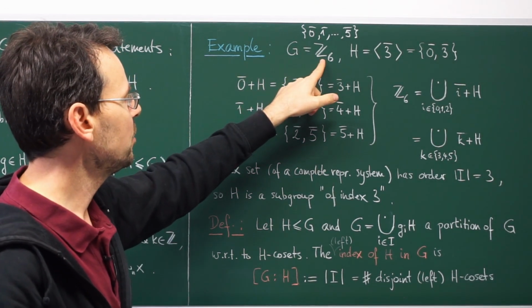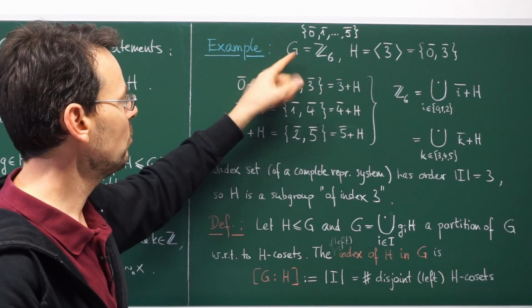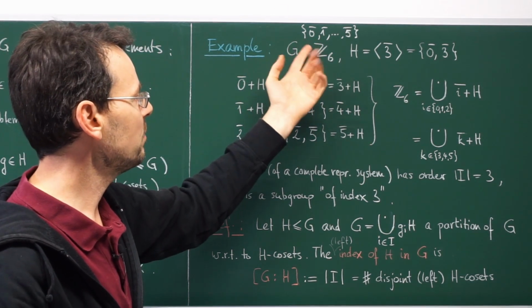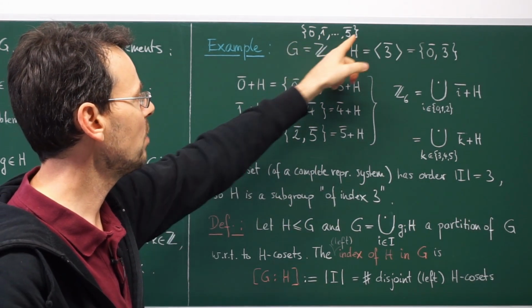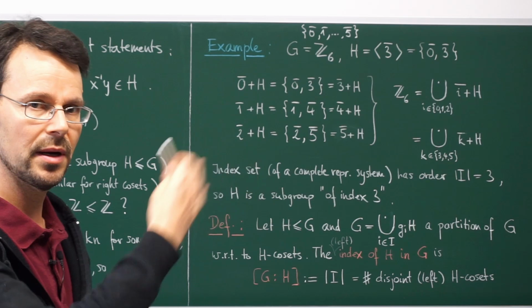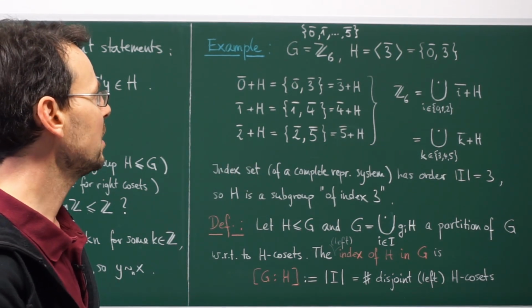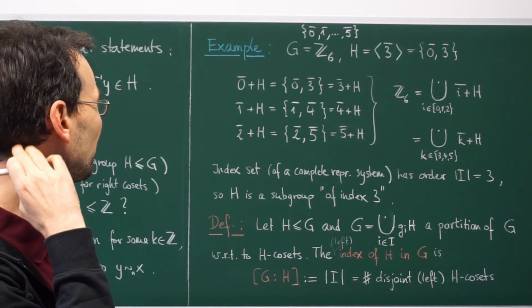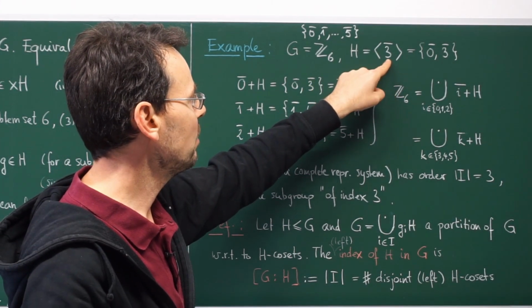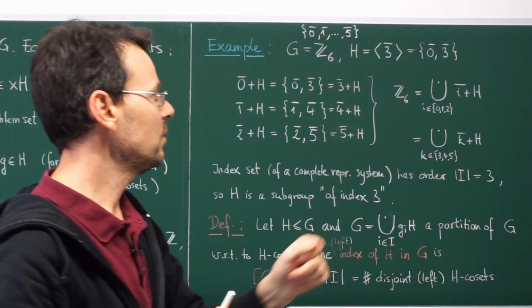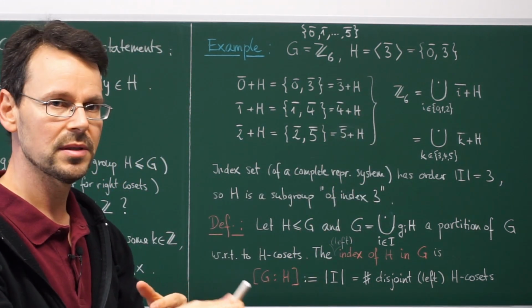We take the integers mod 6 as our group. So the group consists of these 6 residue classes, 0 bar, 1 bar, up to 5 bar. 6 bar again, or the congruence class of 6, is 0 bar. And as a subgroup, we take the cyclic group generated by 3 bar. In additive notation, these are all the multiples of 3.